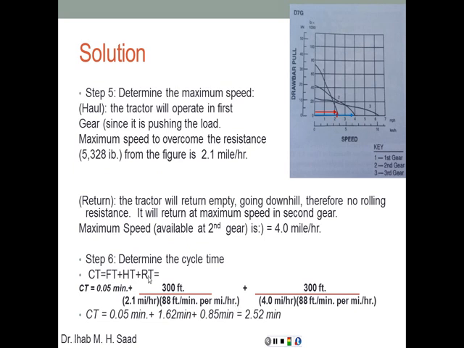The return part of the cycle time, which is again a variable time, 300 feet divided by the speed, 4 miles per hour. Again, we're going to divide by the same factor, the 88, to convert from feet into miles per hour. So the total cycle time is going to be 0.05, that's 3 seconds, plus 1.62 minutes, which is the number that we get from here, plus 0.85 minutes, which is the number that we get from here. So the total cycle time is 2.52 minutes. To perform one cycle, it's 2.52 minutes.